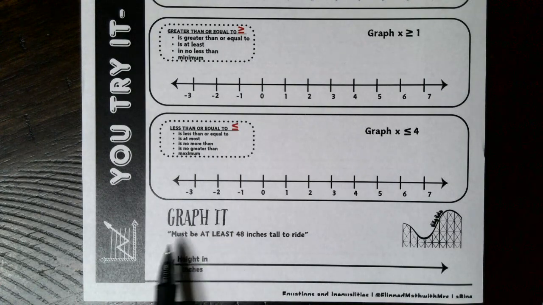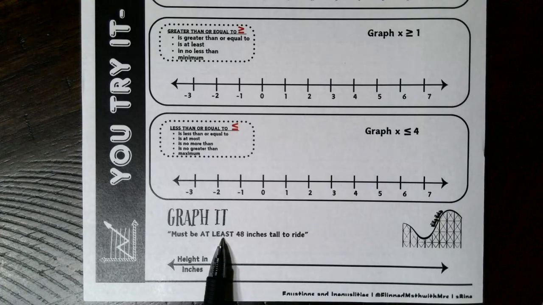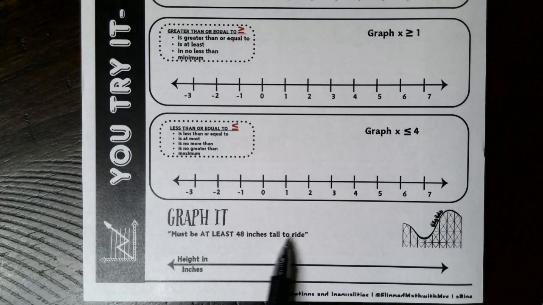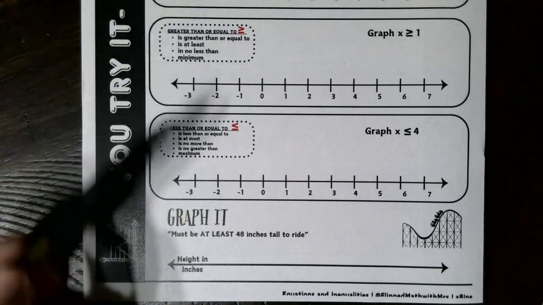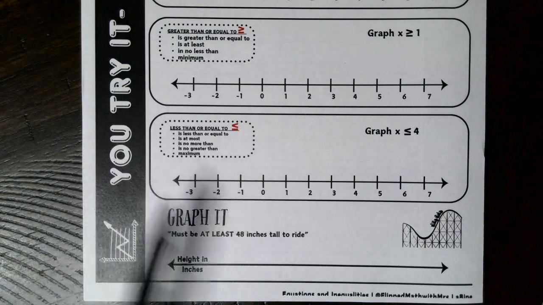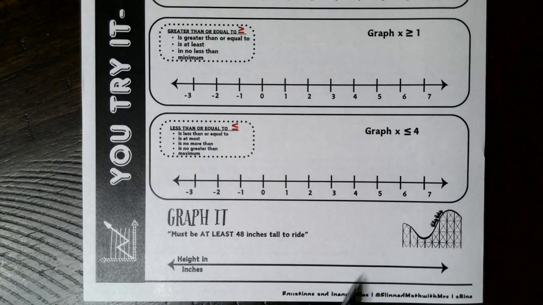So this is graph it. Must be at least 48 inches tall to ride. Okay, so here's my ride. You have to be at least 48 inches tall. Which one of these symbols goes with at least? So you choose where the number 48 is going to be. Write it on here. Put your circle. Is it going to be a closed circle, an open circle? Are you going to make your arrow go to the left or to the right? You decide, and then we will talk about it.